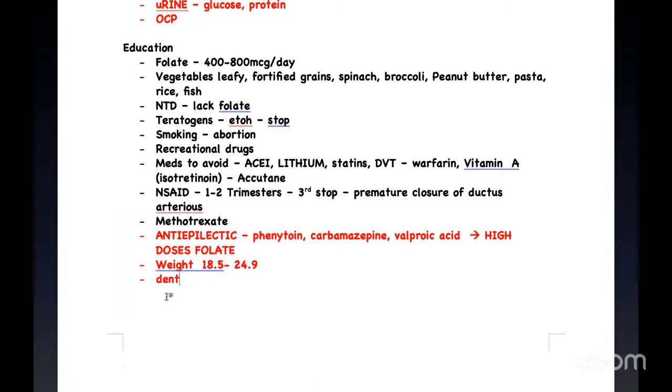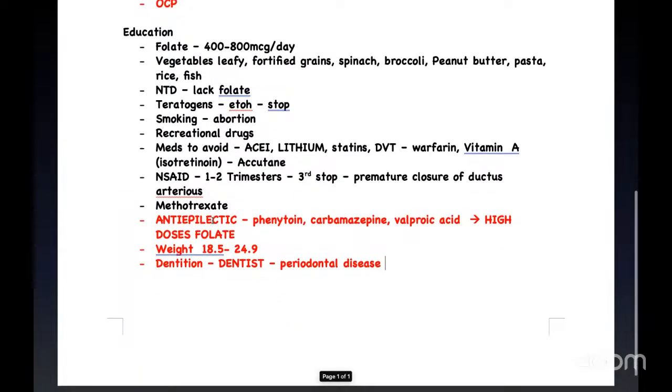It's dentition. They need to go see a dentist, because periodontal disease is very, very bad during pregnancy, right? It gets worse. So they have to see the dentist to make sure their teeth are okay, otherwise it can get worse during pregnancy. Okay, so those are a few things I want you to think about before they get pregnant. This is anticipatory teaching that you can provide for them.